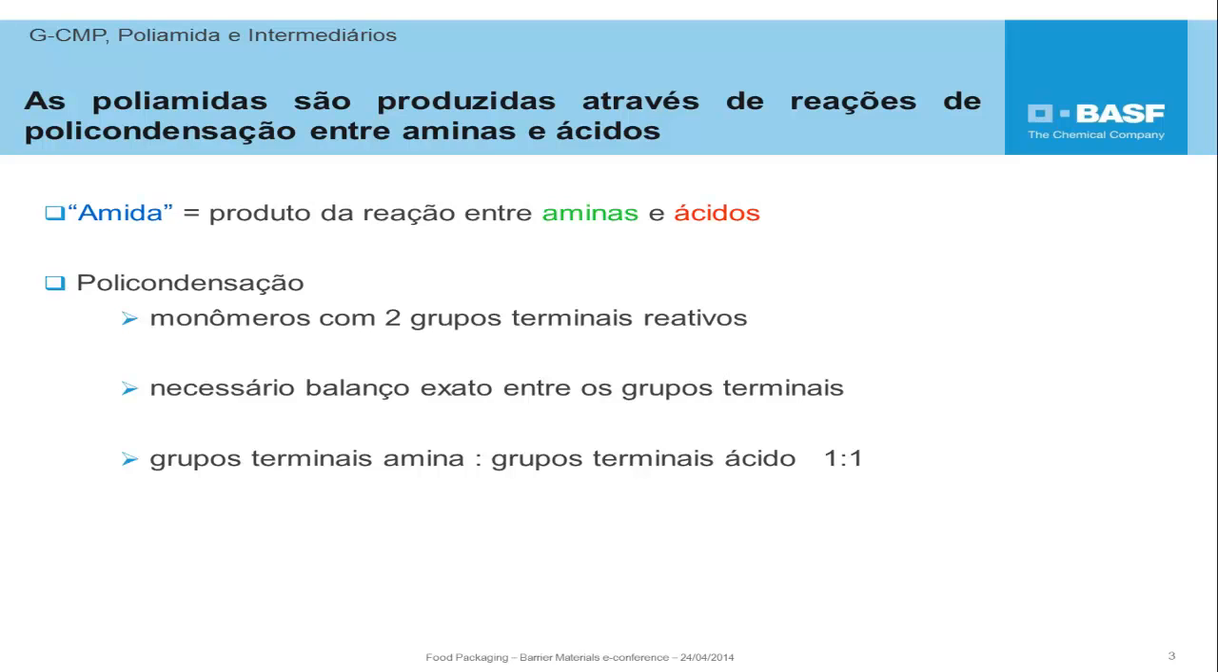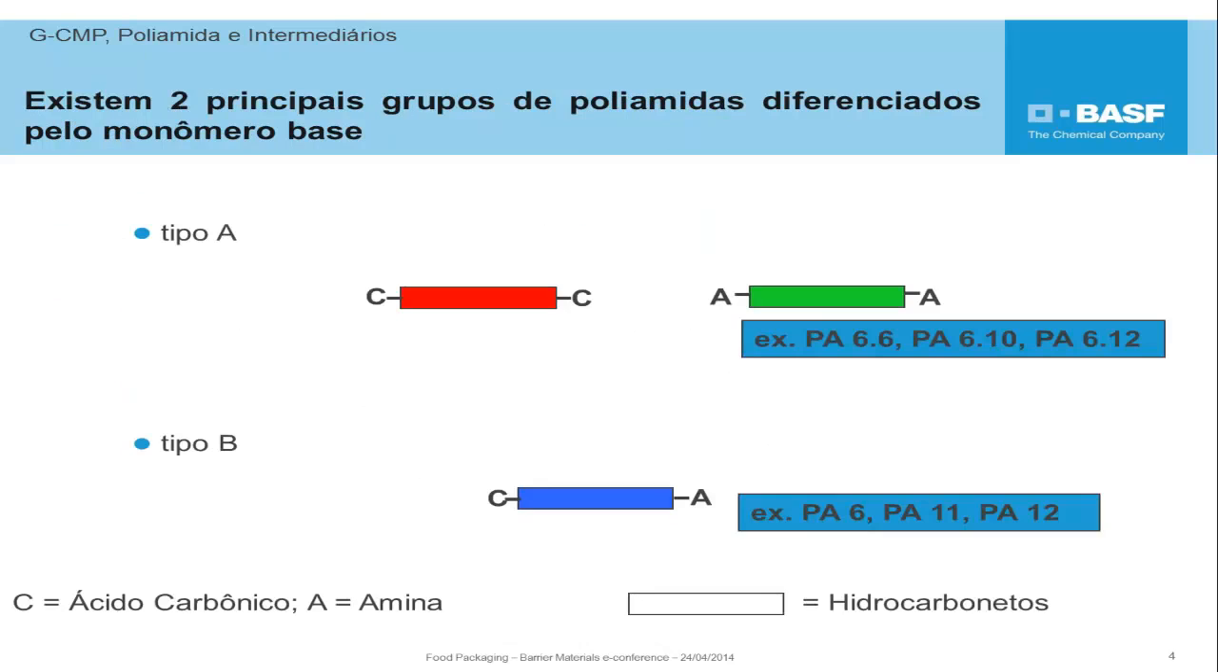Polycondensation like this is among the two terminal reactive groups, one side acid and on the other side, the amine. The reaction between the acid and the amine will form amide, which is the product that we will be talking about in this presentation. And that reaction will be a balanced one between a molecule of acid and a molecule of amine. Slide 4. We have here two types of polyamides.